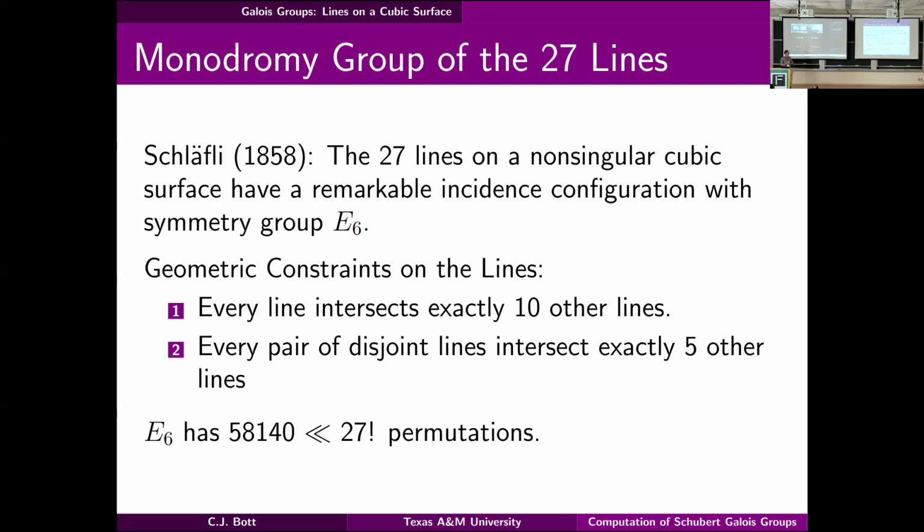So some of the geometric constraints on the lines that cause this to occur are that every line on your cubic surface intersects exactly 10 other lines. That has to be preserved. And also, every pair of disjoint lines intersect exactly 5 other lines. So you have this beautiful geometry, this incidence relationship among your lines that constrains your Galois group to not be the full symmetric group. So this is a beautiful thing.